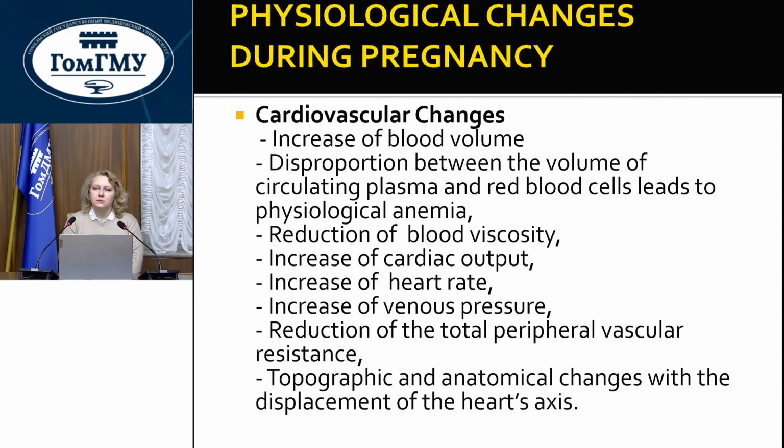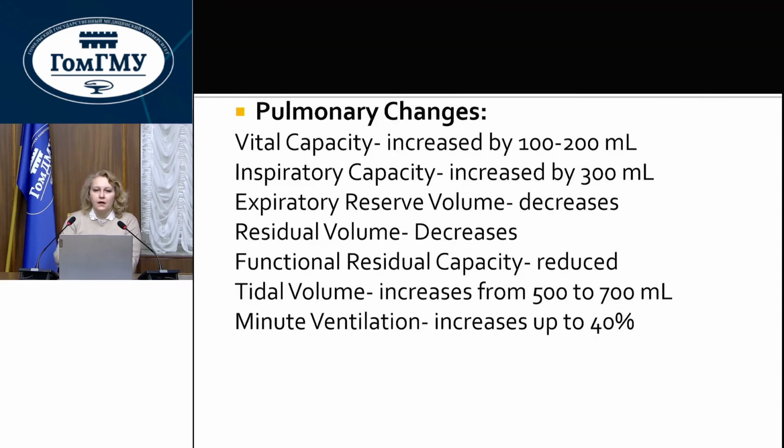This increasing of blood volume will be due to increasing of circulated plasma volume more than cell elements. And in pregnancy, we can see the physiological autohemodilution or physiological anemia, a reduction of blood viscosity, but in the third trimester of pregnancy, it will be increased. Increasing of cardiac output, increasing of the heart rate, increasing of venous pressure, a reduction of the peripheral resistance, and also occurs the displacement of the heart's axis.